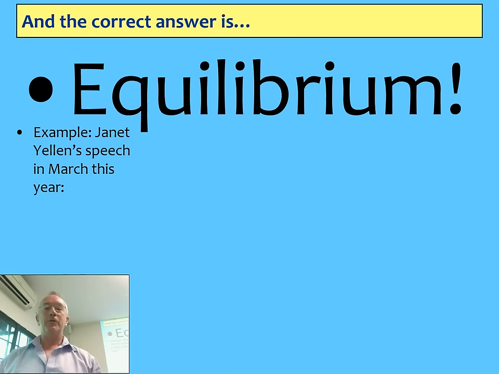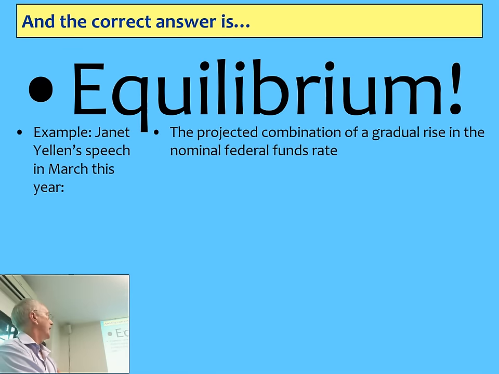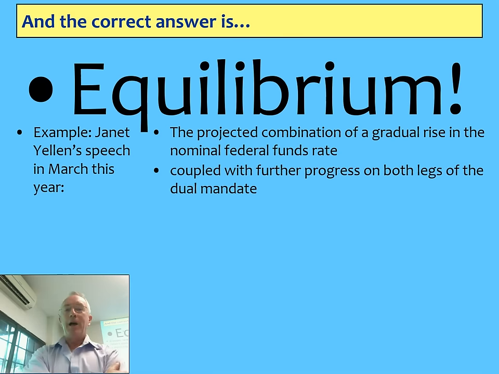And just to give you a few words from that speech, economists are really exciting writers, don't you think? Isn't it really exciting to read an economics textbook? I reckon I can last about two pages before I fall asleep with most of them. Well, here she's running the Federal Reserve, and she says, the projected combination of a gradual rise in the nominal Fed funds rate, coupled with further progress on both legs of the dual mandate, what on earth is she talking about?